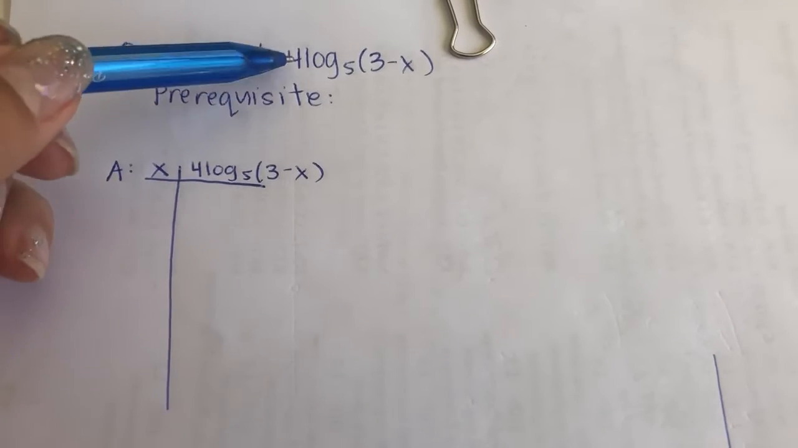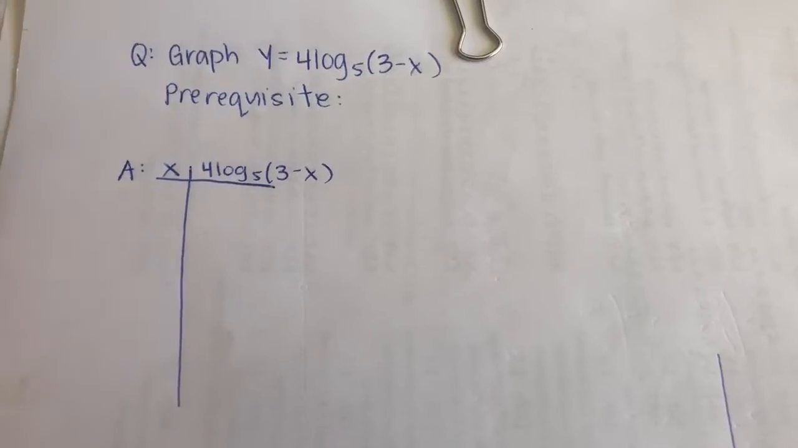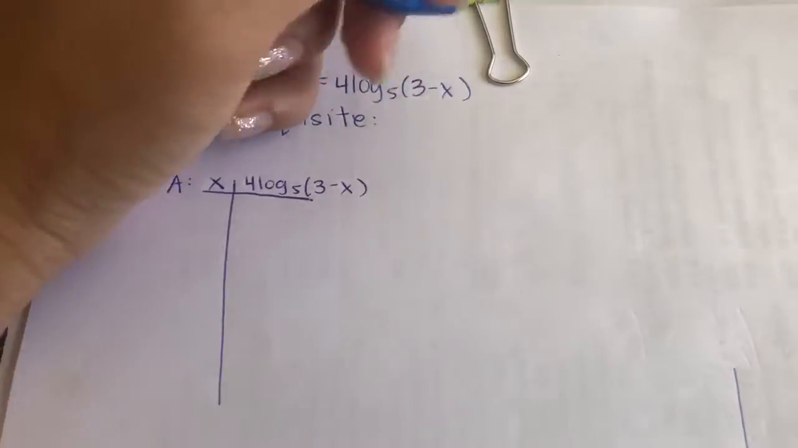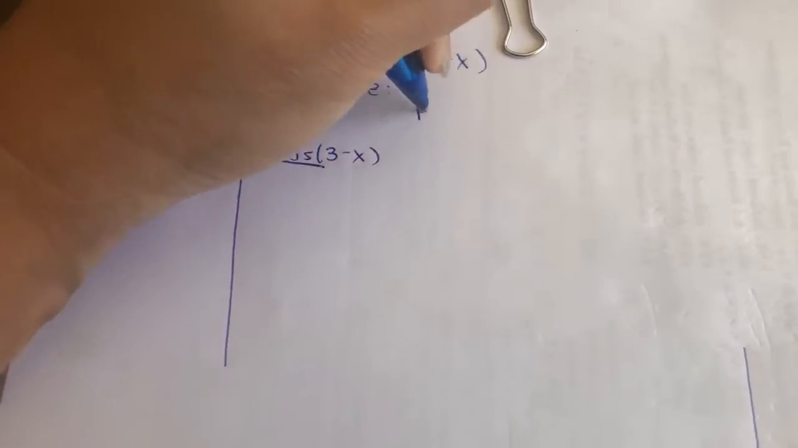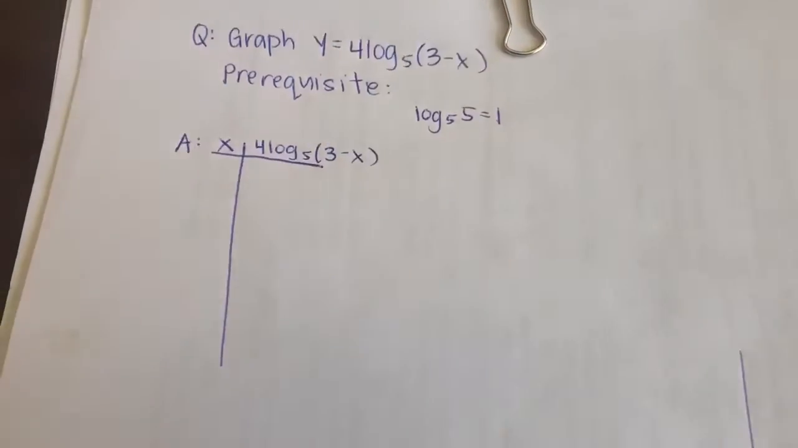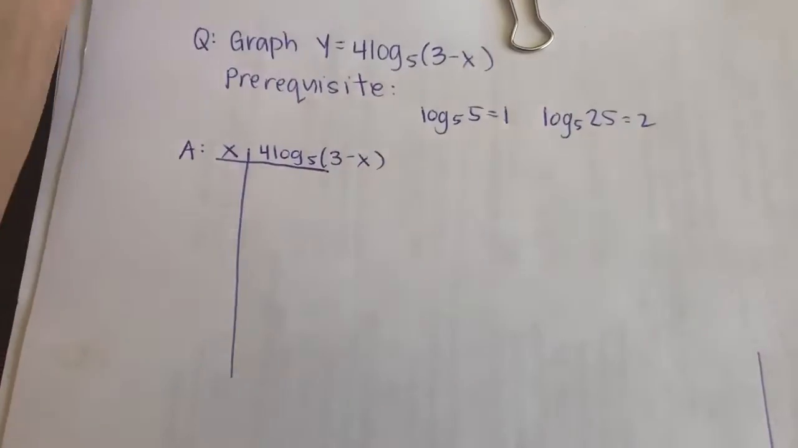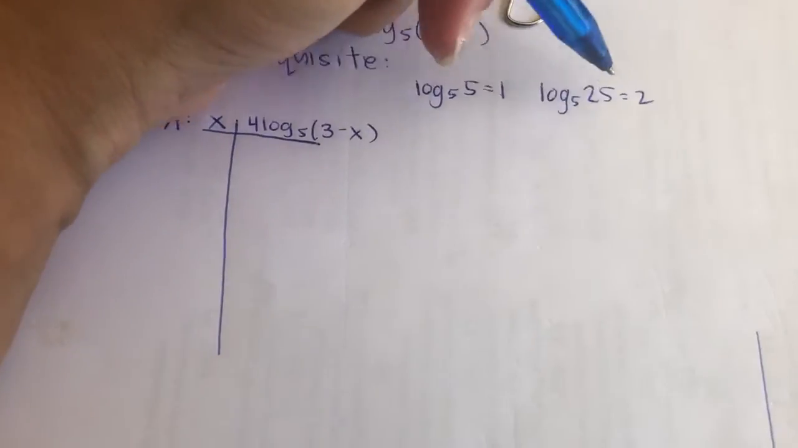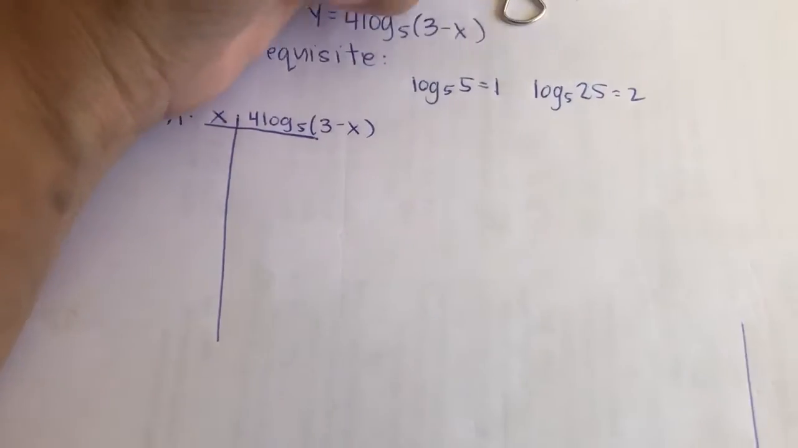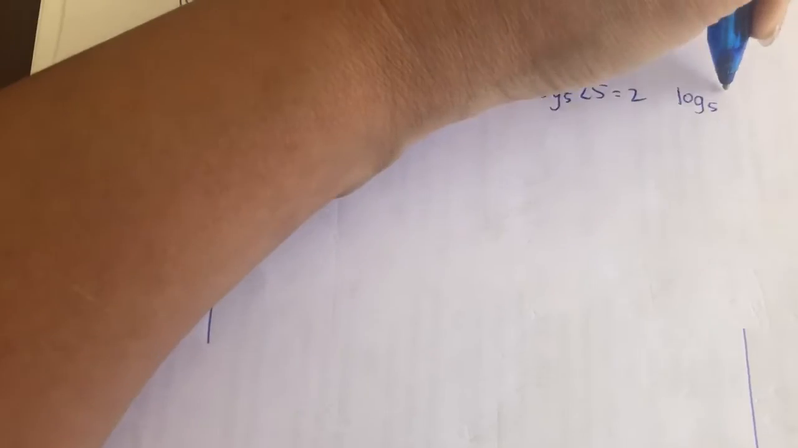What we're going to think about is our prerequisite knowledge. What have we already learned that would help us graph this? We've already learned about logs in any base. For example, log base 5 of 5 equals 1, because 5 to the first is 5. Log base 5 of 25 is 2 because 5 squared is 25. The log is the exponent. We can also say log base 5 of 125 is 3.